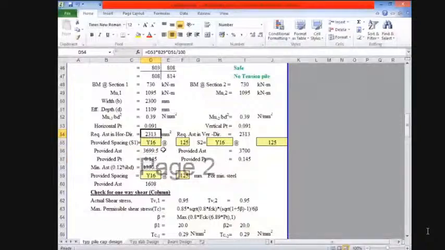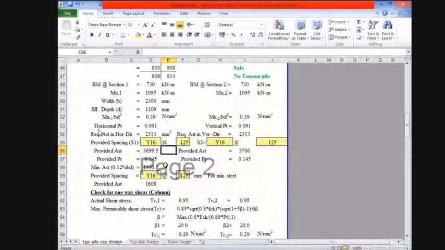If you want to reduce it, reduce it. They may provide more to satisfy the shear, but there is no need to increase your main reinforcement. If 2313 is required, you can provide some 2400 mm squared. That itself is sufficient. Then similarly, you have to check for minimum Pt also.